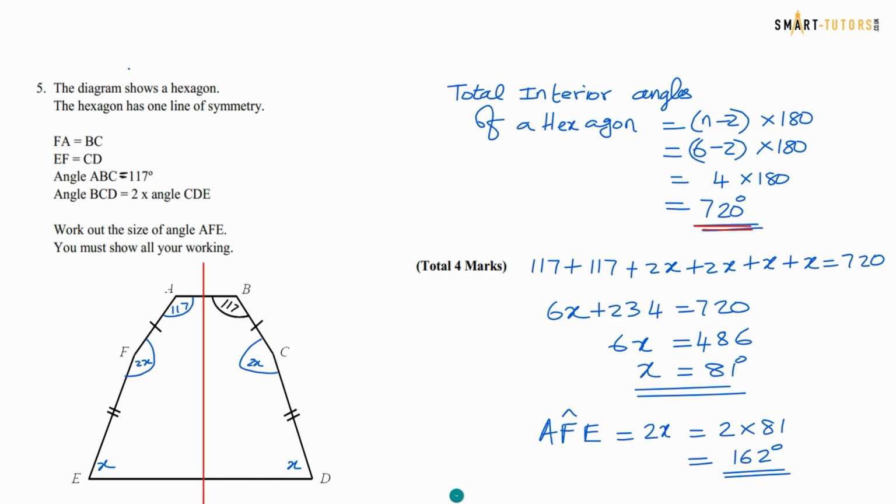So you know everything, so you can add 117 and all the x's, you end up with 6x plus 6x equal 486, and x equals 81. So they're asking for AFE, and AFE means 2x. 2 times 81 is 162. That is the answer for question number 5.